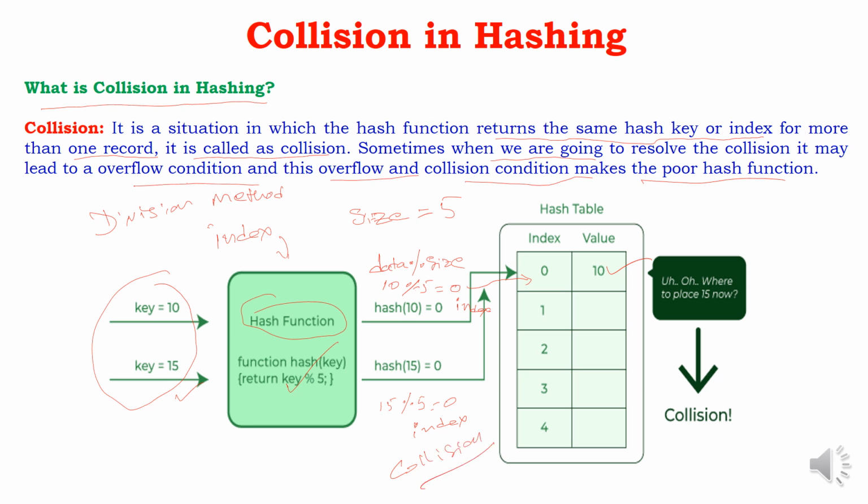So we wanted to store one more value, and already one value has been stored. So there is no place to store 15. That's why it leads to a problem called collision. Right? Collision. How to resolve this collision?